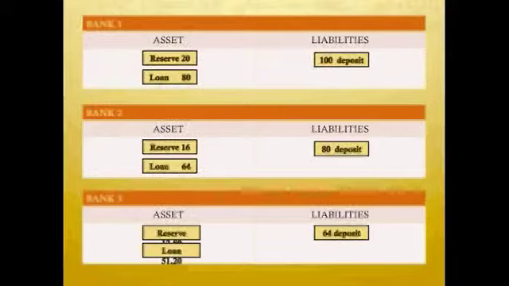Bank 3 now has excess reserve because it has added $64 to its reserve. With a reserve ratio of 20%, Bank 3 can loan out $51.2, 80% of $64, leaving 20% in required reserves to back the $64 deposit.